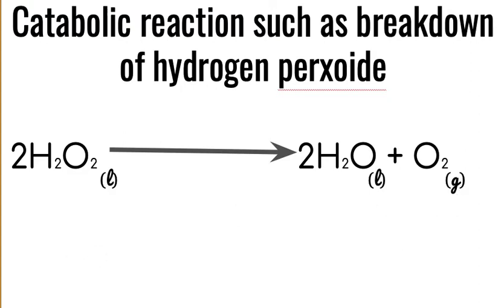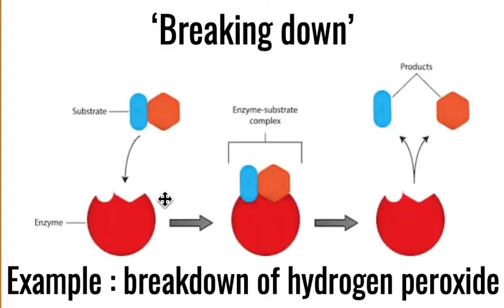So a catabolic reaction is a breaking down process whereby a bigger substrate is broken down into two smaller products. Again, the substrate acts as the key, which binds perfectly to the active site of the enzyme, which is the lock, and forms this enzyme-substrate complex. This is where the catabolic reaction is happening. Finally, the enzyme will release the products, and the enzyme is free to bind with more substrate.